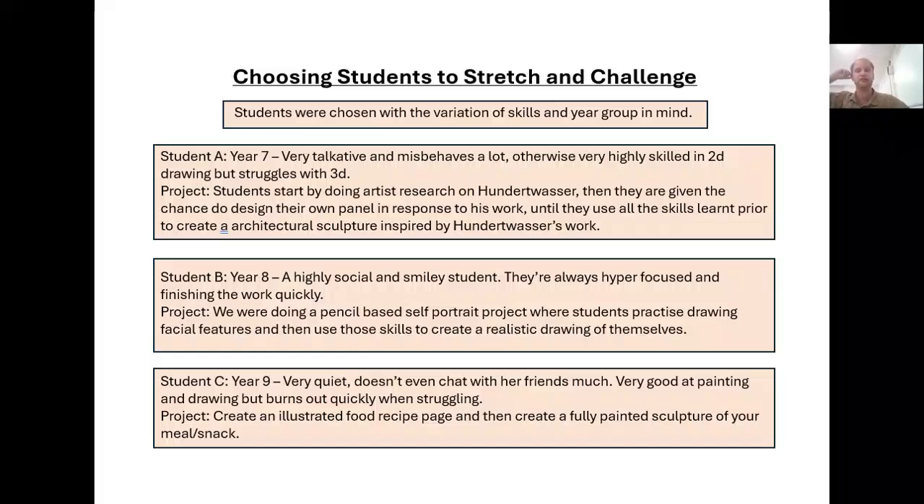And so the project is to create an illustrated food recipe page and then create a fully painted sculpture of your meal and snack. So it gets more, I feel by year 9 is where the meat of my research came from. But it's interesting all throughout. So yeah, first we'll start with my strategy with student A.